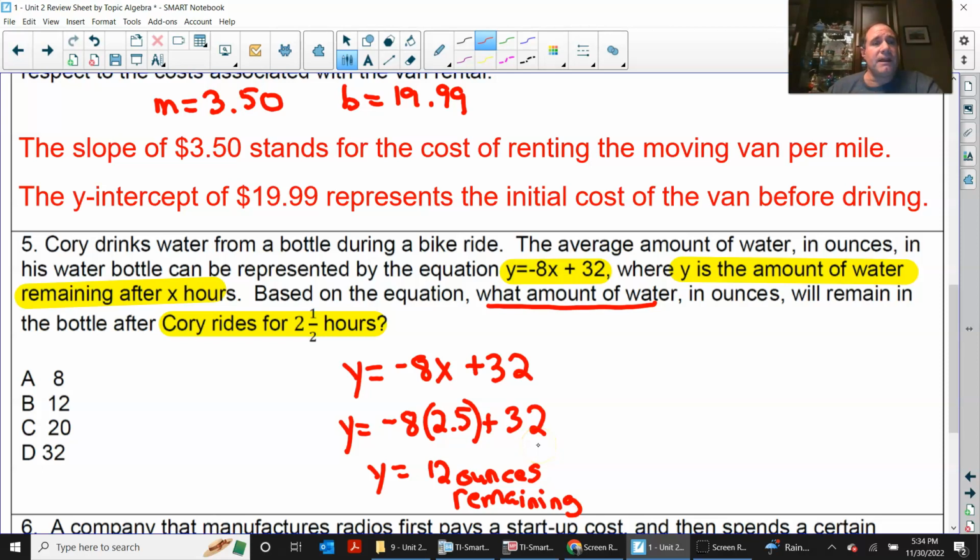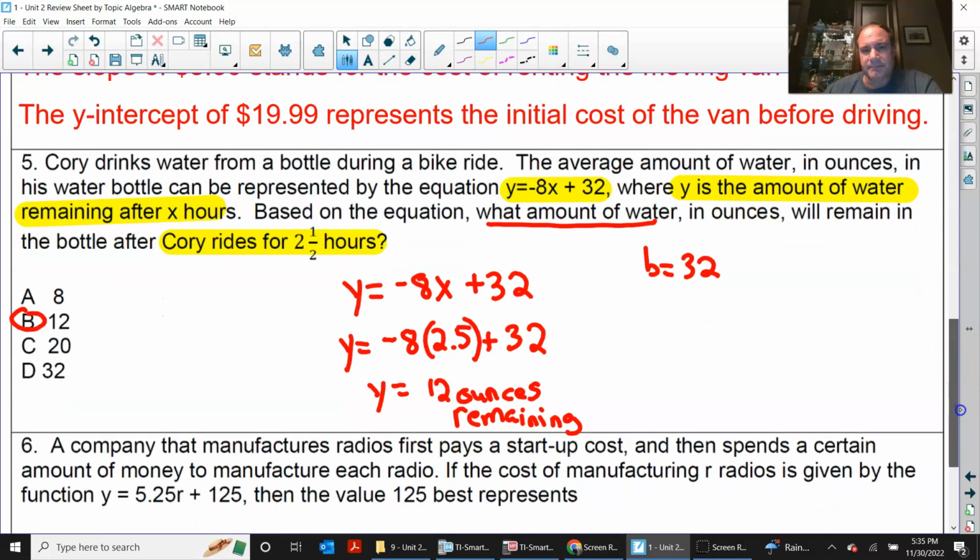So he has 32 ounces. He starts with 32 ounces. That's the initial fee. That's the initial amount he has in the water bottle, 32 ounces. After a 2.5 hour ride, he only has 12 ounces remaining. And B is your answer. Pretty good question. I like that question.